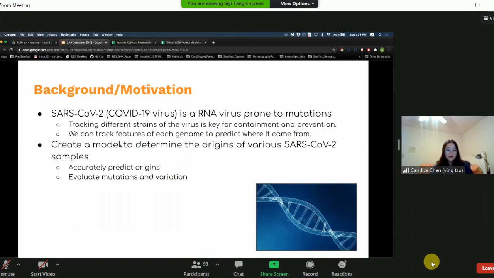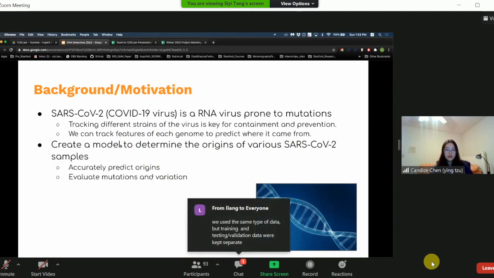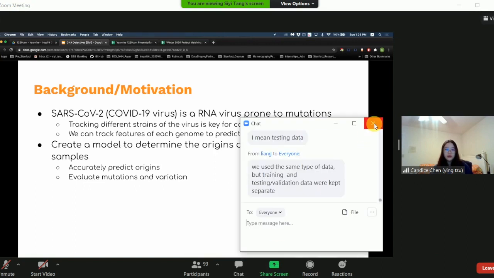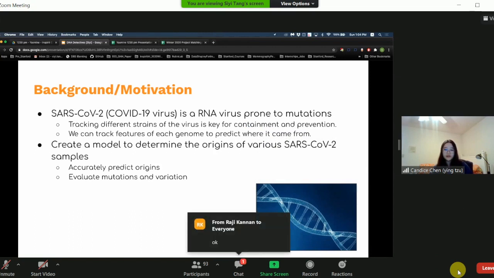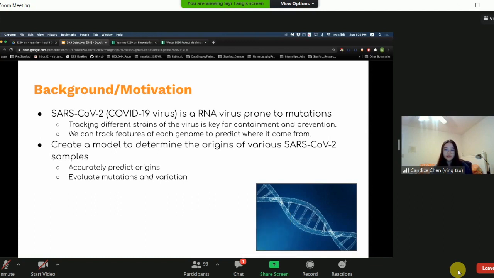So, background and motivation. The reason we started this project is because SARS-CoV-2, the virus that caused COVID-19, is an RNA virus prone to mutation. We want to track different strains of the virus for containment and prevention. We can track features of each genome to predict where it originated from. Therefore, we created a model that can accurately predict the origins and evaluate mutations and variation of various SARS-CoV-2 samples.